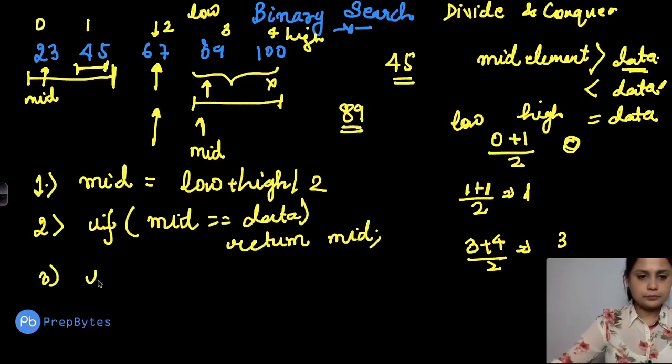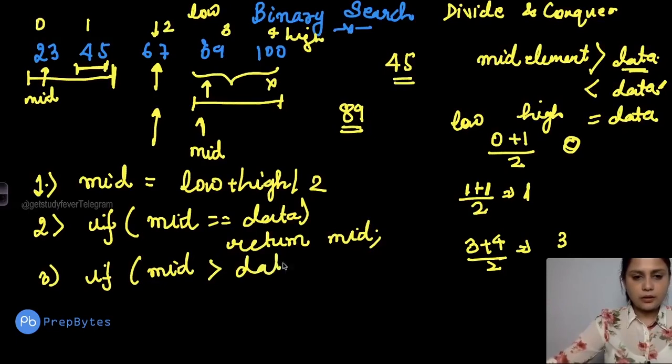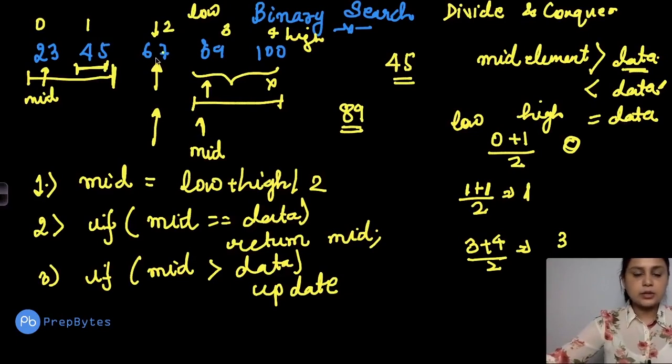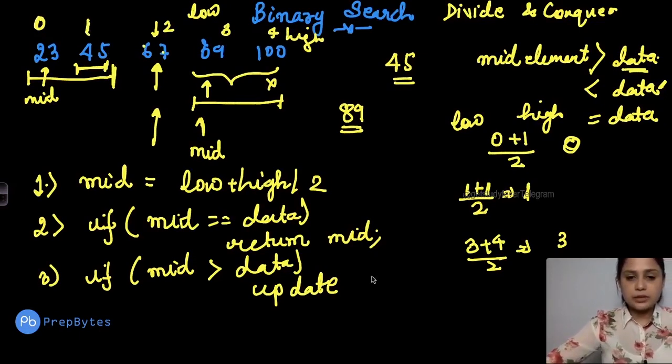If mid is greater than data, we will simply update. What will we update? Just think: mid is greater than data, which means the search will continue in the second half or the first half. The search will continue in the first half. How will my search continue in the first half? Low will remain as it is, and my high will update. Now my high will be mid minus 1.